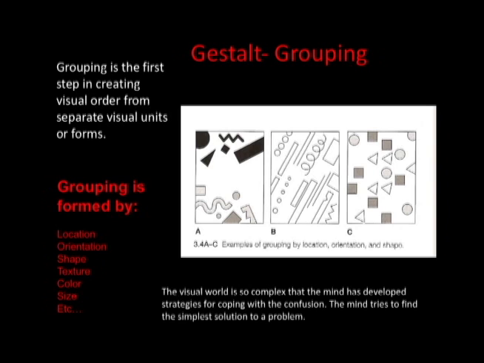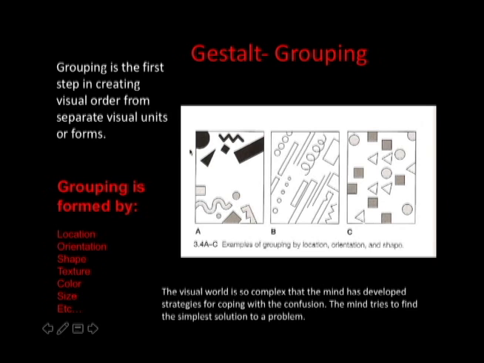Grouping is important because the visual world is so complex that the mind has developed strategies for coping with all the information around us, all the confusion. The mind tries to find the simplest solution to any problem, and when the viewer's mind looks at your composition or your design, the viewer's mind is going to try to make sense. Grouping will help you communicate with that viewer. Grouping will help them make sense.